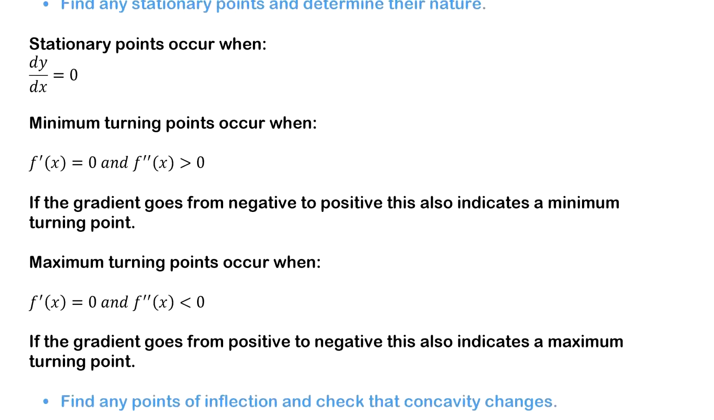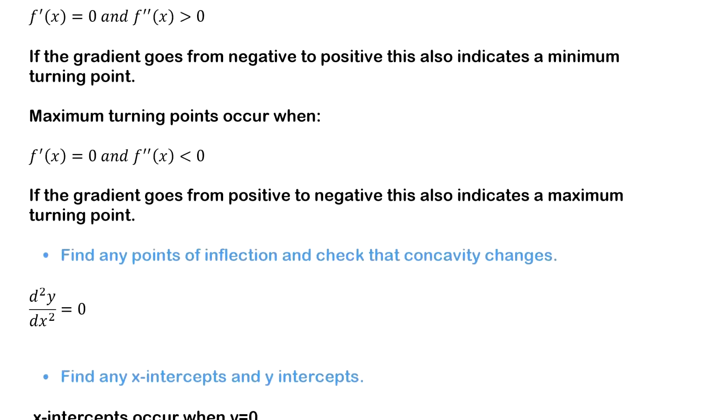Now, if you can't get the second derivative because the function's too difficult, remember you can always use the first derivative. If the gradient goes from negative to positive, that indicates a minimum turning point. In terms of a maximum, the same thing: the first derivative is 0, and if the second derivative is less than 0, you know you have a maximum turning point. Again, if it's too difficult to find the second derivative, you can use the first derivative. If the left hand side is positive, and then on the right hand side it is negative, this indicates a maximum turning point.